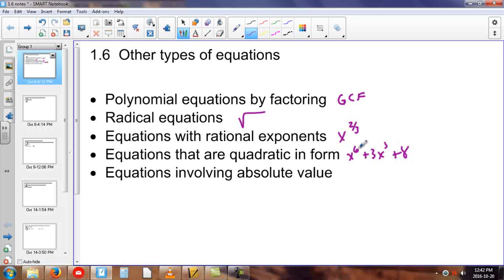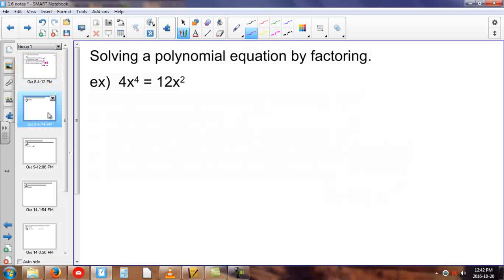If you look at the 3 and the 6, 6 is twice as big as 3. This looks quadratic in nature, like x squared plus 3x plus 8. 2 is twice as big as 1. 6 is twice as big as 3. So these would be very similar in that they're both quadratic in nature. The top one is not quadratic, but it's similar in the way it's built. And of course, absolute value equations like the absolute value of x plus 7 equals 3, and we can go through and solve that. So those are the different types we're going to look at.